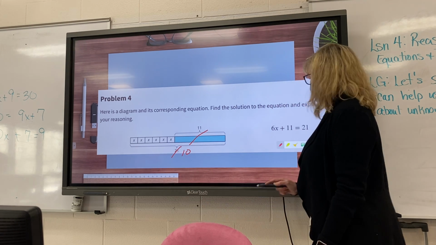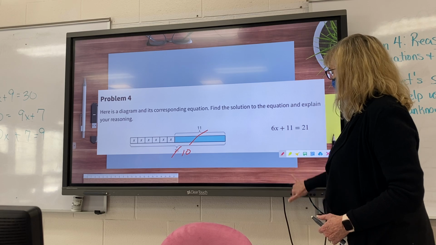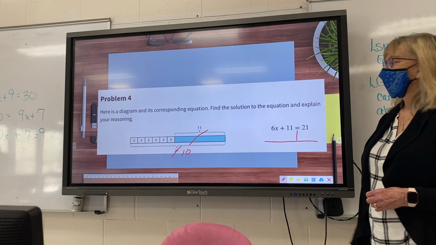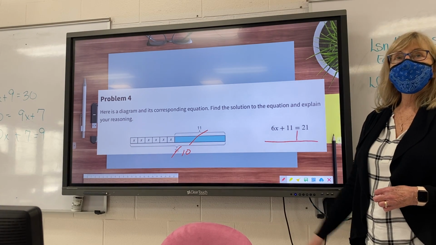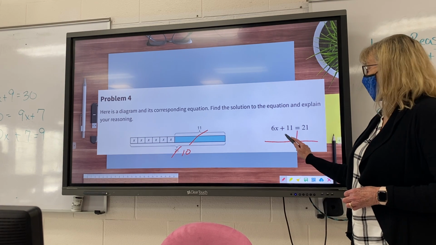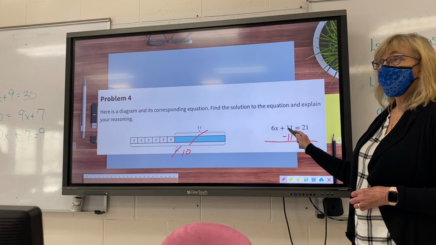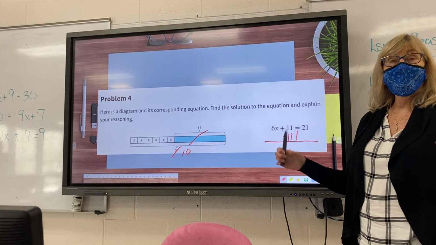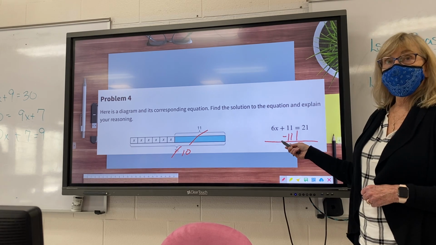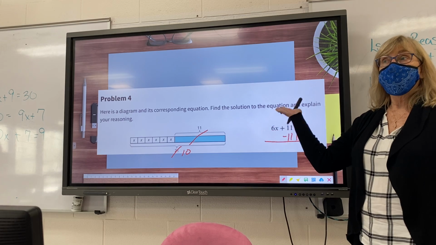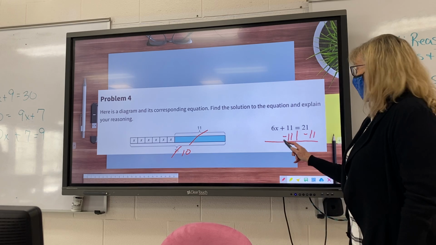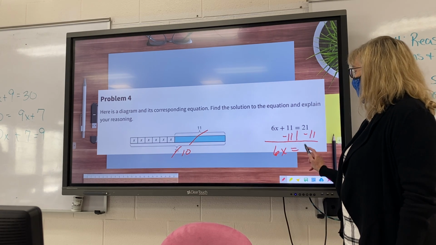Let me show it to you mathematically. We aren't going to do this till next week, but I think y'all are ready for it. I put an upside down T at the equal sign. What did I just do? Subtracted 11. Okay? Notice this is positive 11. I put negative 11 with it because they cancel each other out. There's a zero pair, right? If I do negative 11 on this side, what do I have to do to that side to keep it balanced? I have to do the same thing. That's where I crossed out here. Okay, I am left with 6x equals 10.